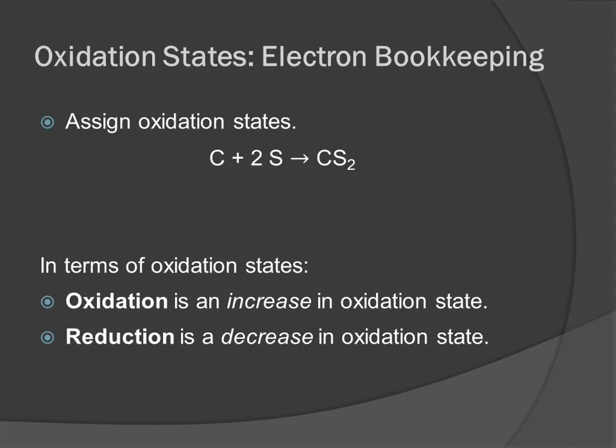So let's go back to that equation that we couldn't readily identify what was being oxidized and what's being reduced. And let's assign oxidation states to the elements in this equation. So here we have carbon. What's its oxidation state? 0. And sulfur. It's an element by itself. 0.